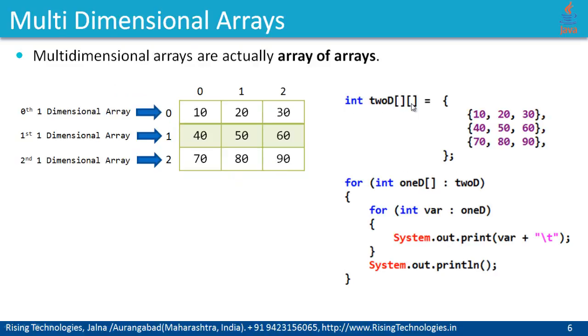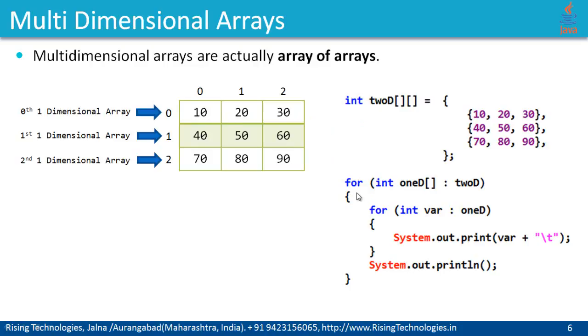I have declared this two-dimensional array and I have encapsulated all these values within this array, something like this. So we know that this 2D array is an array of one-dimensional arrays. So this is the 0th element of this two-dimensional array, and this element is a one-dimensional array. So using a for each style loop, I can visit each and every array of this two-dimensional array.